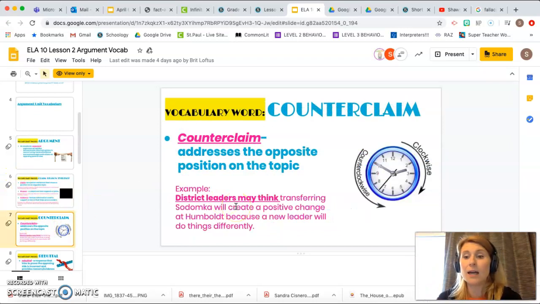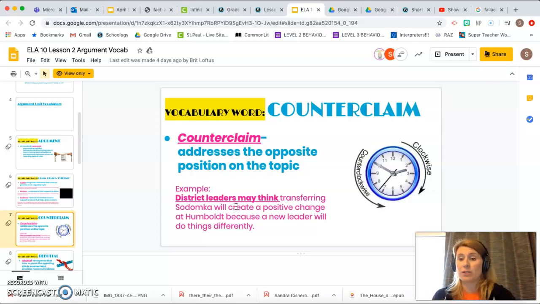Counterclaim. A counterclaim addresses the opposite position on the topic. So as a good argument, we have, of course, what we believe, but we also have to look at what a person with the opposite opinion thinks or believes. In this case, our opposition would be the people at the district, the superintendent, the big bosses.